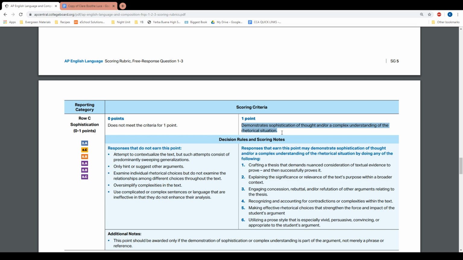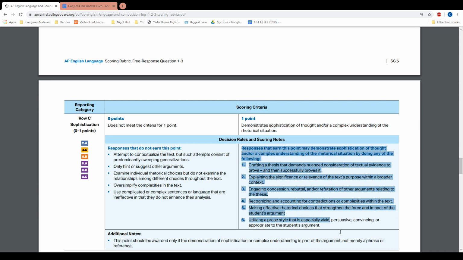It's kind of like, okay, cool, you understand the quote, but it feels like you don't understand the prompt itself or the reading itself. So here's a couple of ways you can earn this point, and it goes down in a list of 6 items here. Responses that earn this point may demonstrate sophistication of thought and/or a complex understanding of the rhetorical situation by doing any of the following.